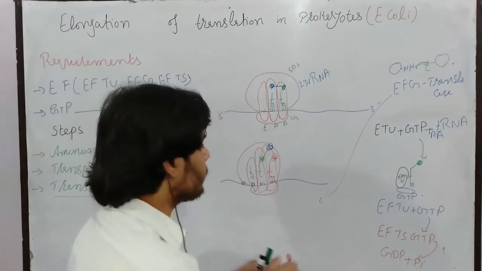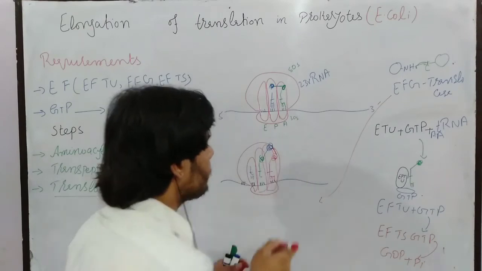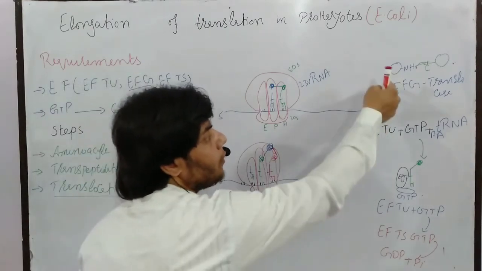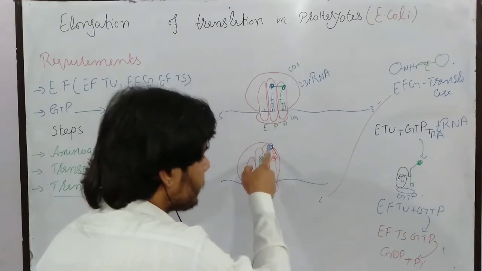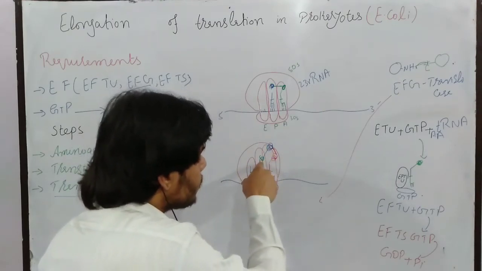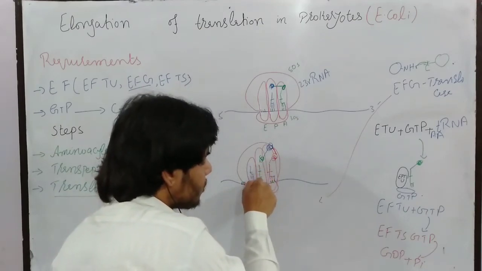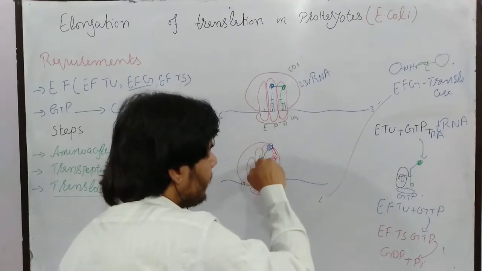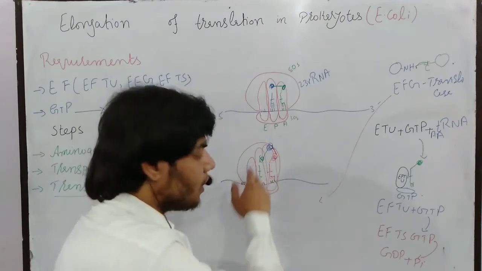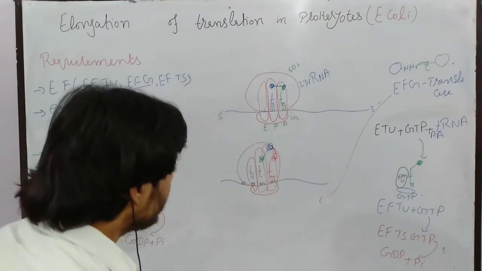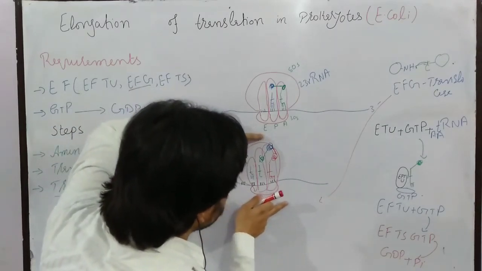Then in the second step, we talked that the transpeptidation reaction will occur, meaning bond formation will occur in the manner we talked about. So a bond is formed, as you can see. The amino acid chain present with this transfer RNA is cleaved and shifted to this new transfer RNA, the third transfer RNA, we can say. Then after that, the translocation process will occur. So this ribosome will move.